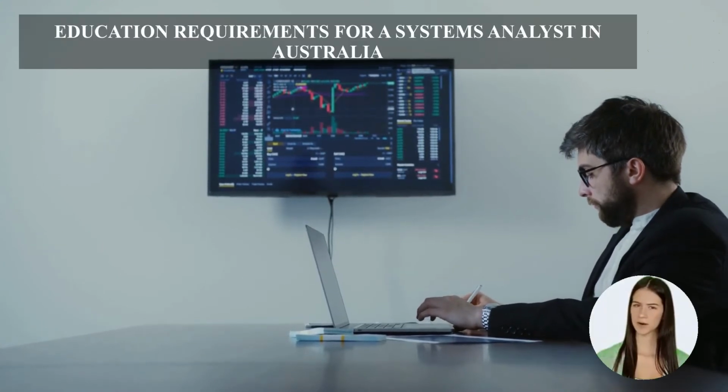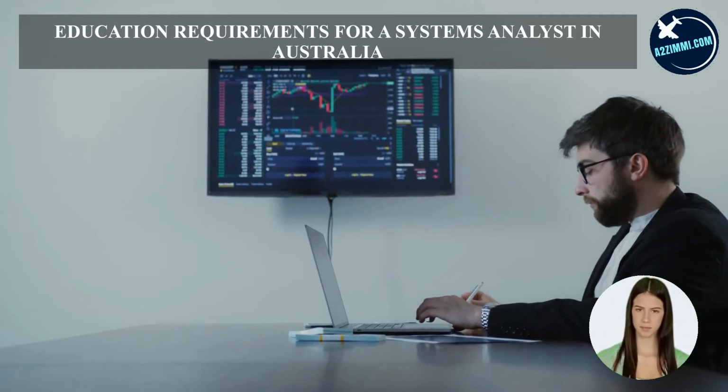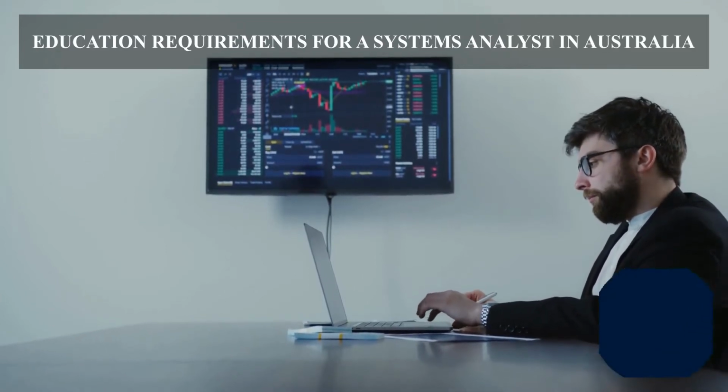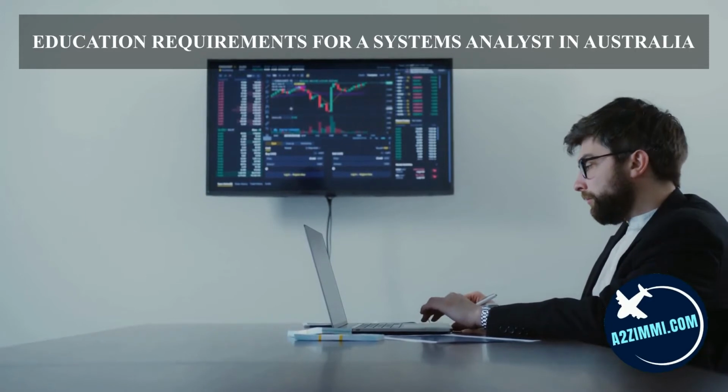For every employment, a specific level of education is demanded by the employer. The most common level of educational attainment for systems analyst is bachelor degree.